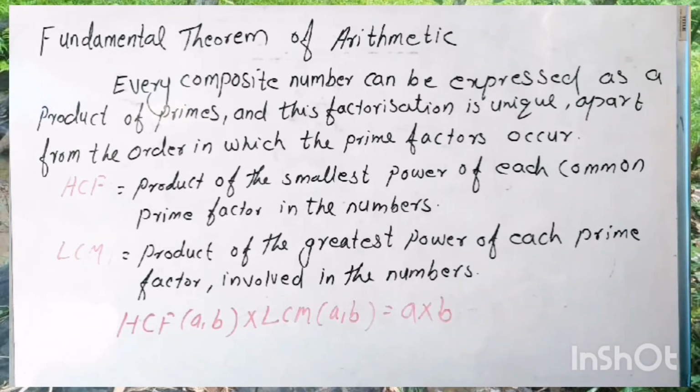For HCF we will list out the common prime factors and write the smallest power. For LCM we will list out all the prime factors involved in those numbers and write the greatest power. The relation is that HCF of two numbers into LCM of two numbers is equal to the product of those two numbers.